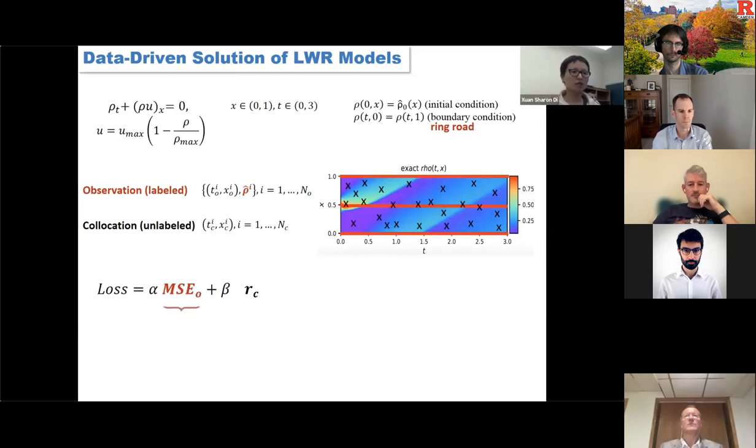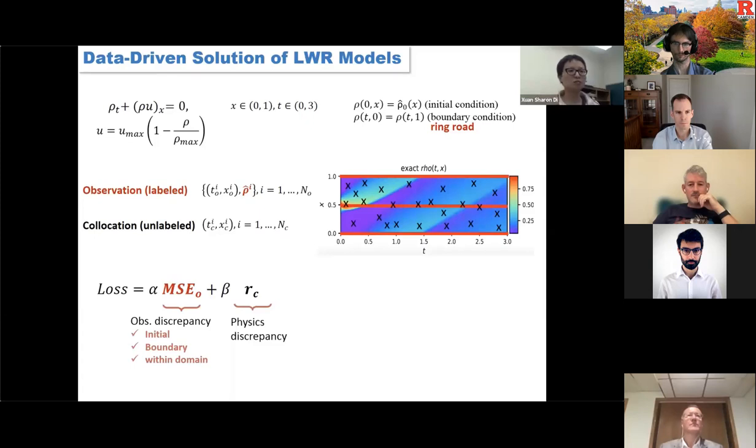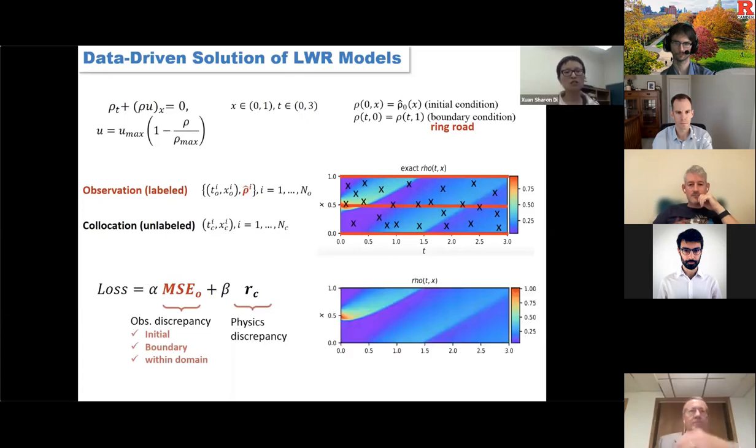The MSE measures the distance between the predicted rho and the observed rho. And this residual R measures how far this predicted rho is from the rho computed using the physics. The observation data can come from initial conditions, boundary conditions, or any data points within the domain. So using this weighted loss, we train the neural network, and this is the result we get. We can reconstruct the spatial temporal traffic density field using those sparse data.